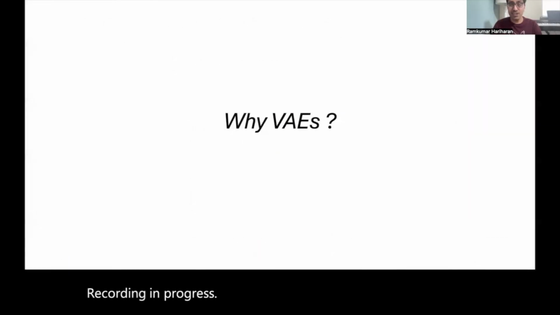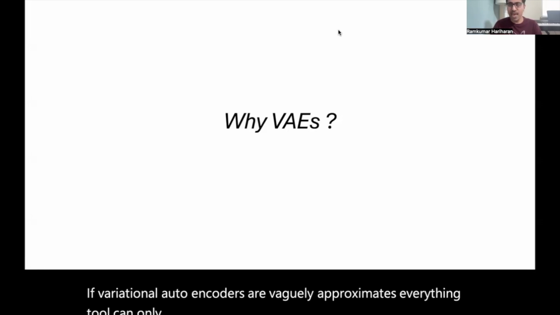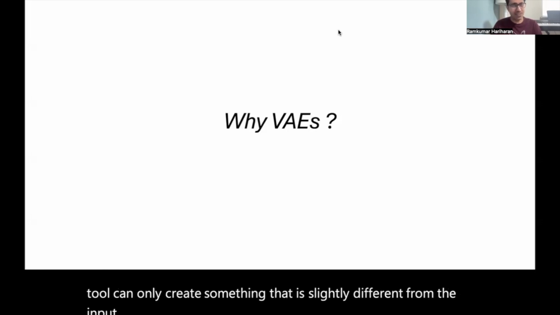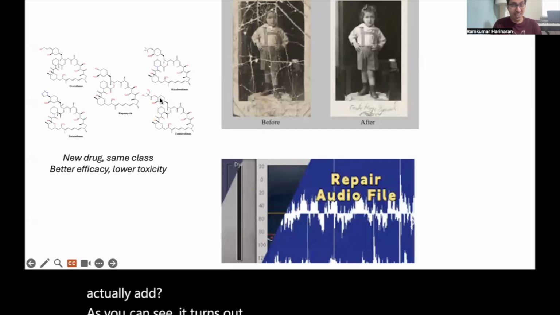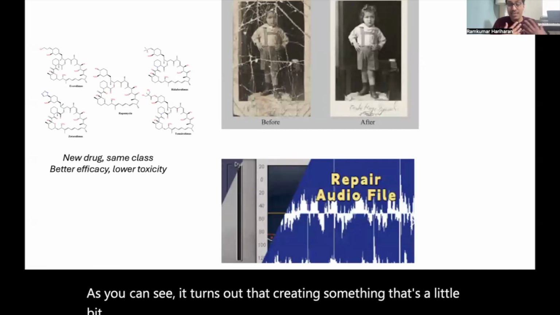If variational autoencoders, or vaguely approximates everything tool, can only create something that is slightly different from the input data, how is it that they are useful, and what value do they actually add? It turns out that creating something that's a little bit different from the training data is still pretty useful.